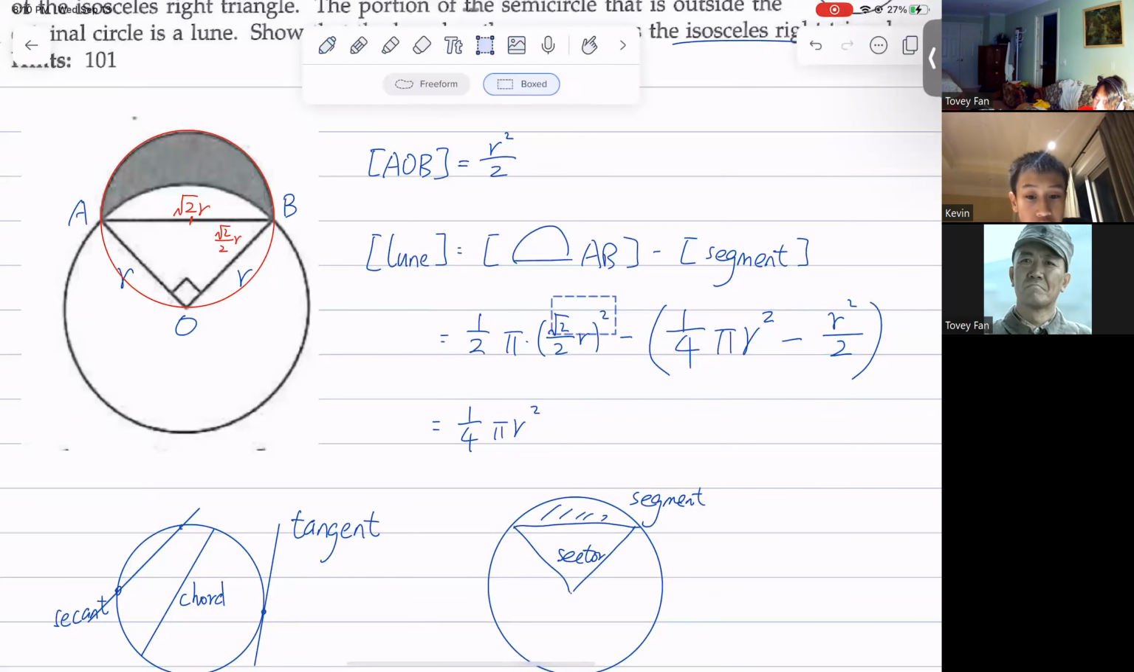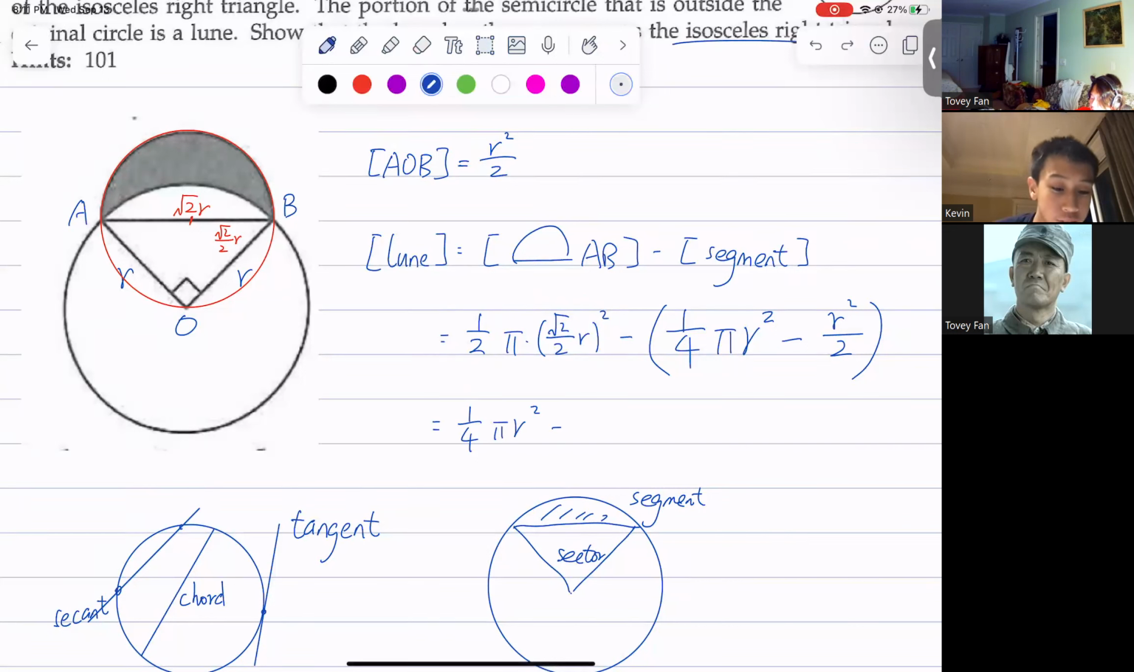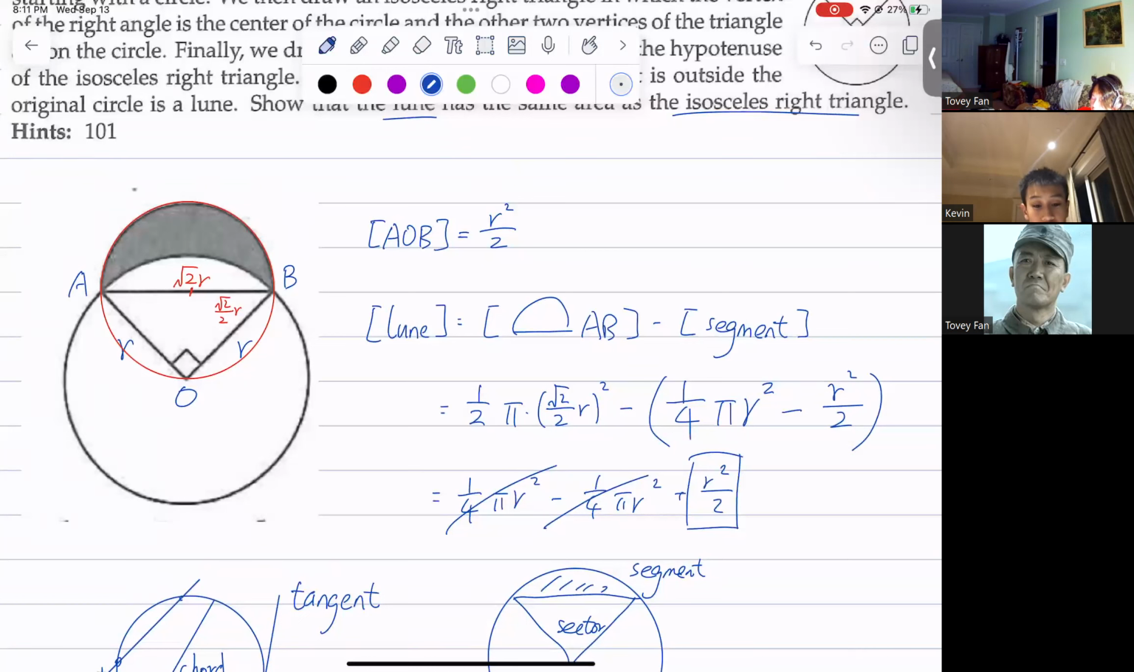Just calculate, come on. I already calculated the first part, just open up brackets. What are you hesitating over? Just open up brackets, you get r squared over 2, right? You just get this. So the answer is r squared over 2, correct? Okay, the area of the lune is r squared over 2.